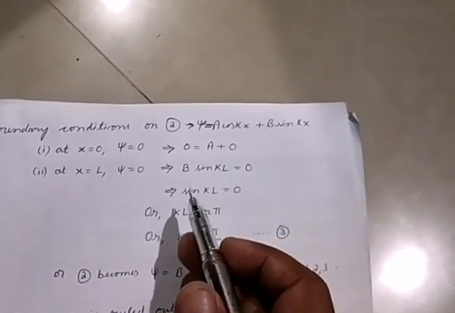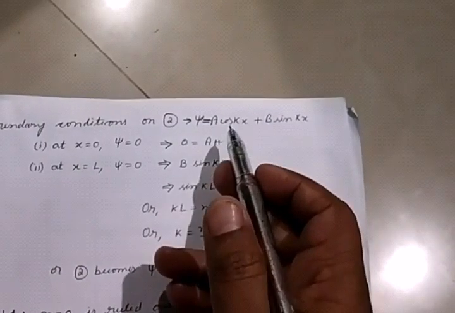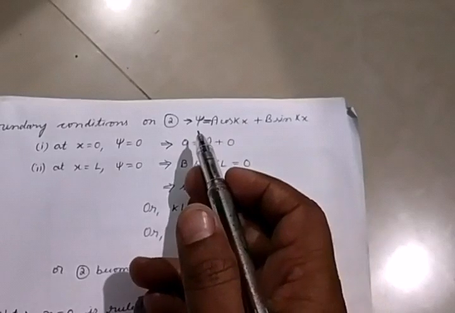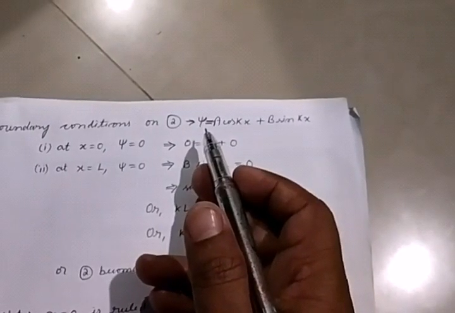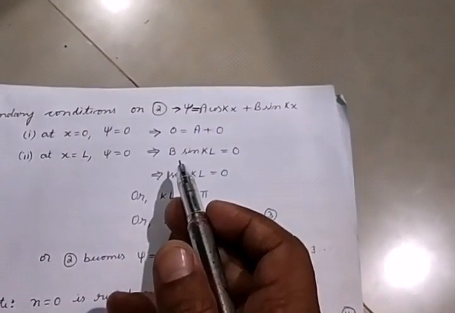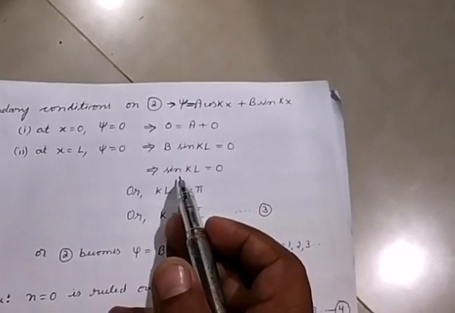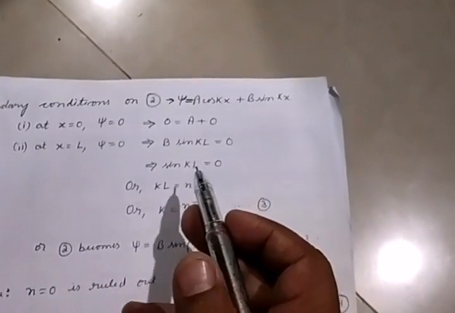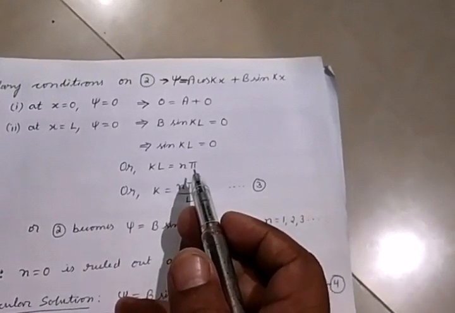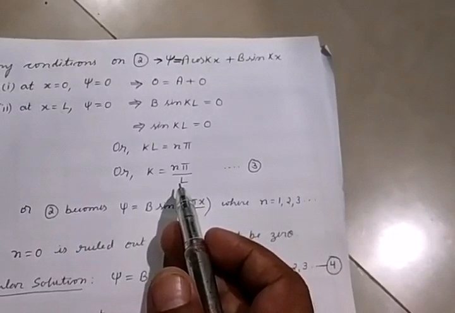Here we have to note that B cannot be 0. Already A is 0 in the general solution. If B is also 0, then the wave function becomes 0. That means the particle is not present, which is not true. Therefore we cannot take B to be 0, so it must be that sin kL is 0. So sin kL is 0, therefore kL must be equal to n pi, or k is equal to n pi by L.